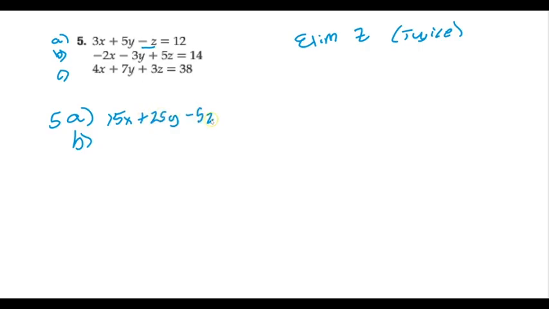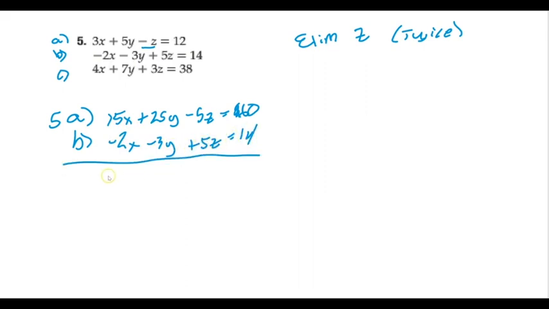Negative 5z equals 60. Multiply the whole row, even the 12, so that's 60. I'm going to keep the second row the way it is: negative 2x minus 3y plus 5z equals 14. I'm going to add them up. This is 13x plus 22y, z gone, equals 74. I have that. That's the first two.